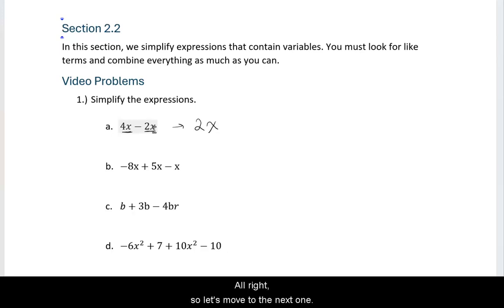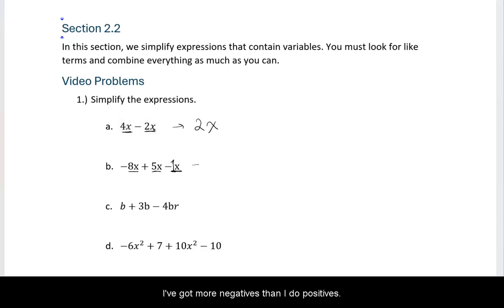All right, so let's move to the next one. So again, I look and notice that each of the terms have a single x in them. So that tells me I can combine all of them. Now I'm going to go ahead and look at the coefficients. Now there isn't a coefficient or a visible number in front of that x, but there is a negative sign. So whether it's a negative or a positive, if you don't see a number, it means that there's an invisible 1. So I'm doing negative x plus 5x.